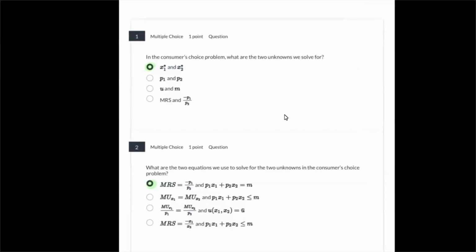So we're going to go through 6.2, more practice with choice, and this is just the in-class quiz. Question 1 says, in the consumer's choice problem, what are the two unknowns that we solve for? It's x1 star and x2 star.